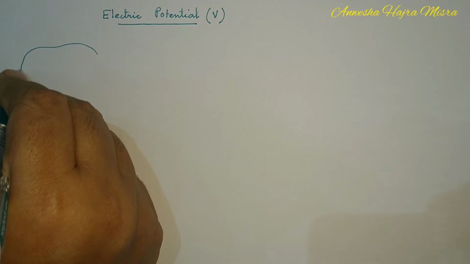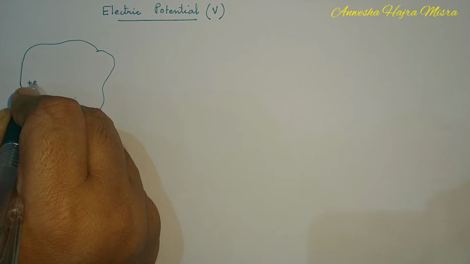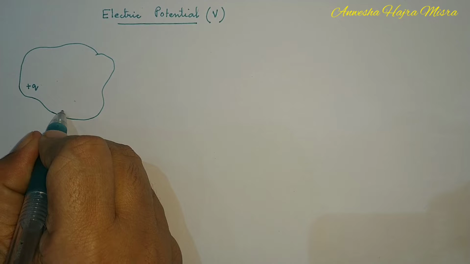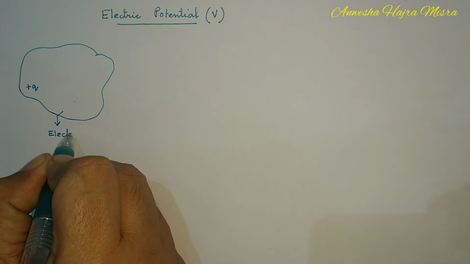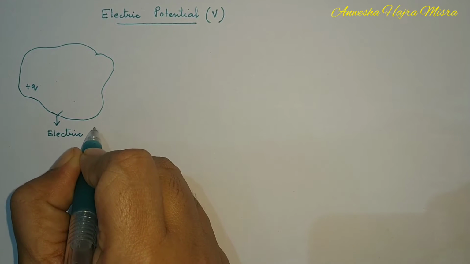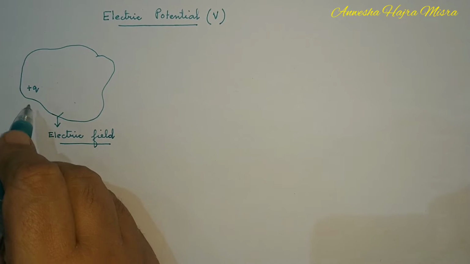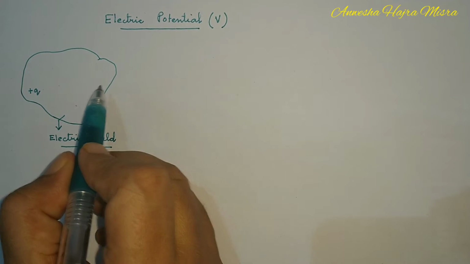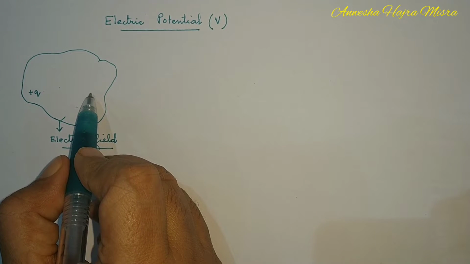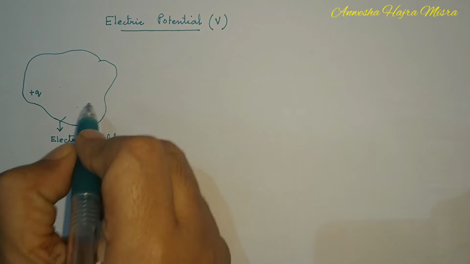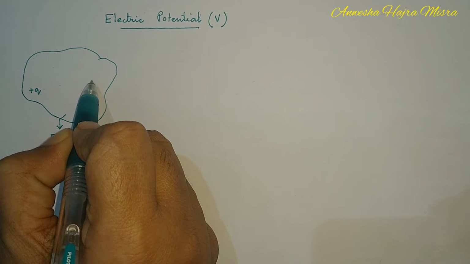Suppose you have a region, here you have a charge Q. This region is called an electric field. Now, what is an electric field? It is a region around a charge where if you bring another test charge, that test charge will experience a force. Now, suppose I tell you what is the potential at the point P.